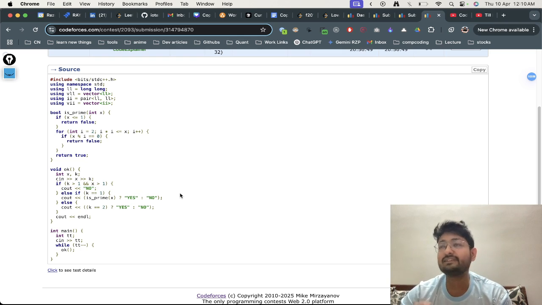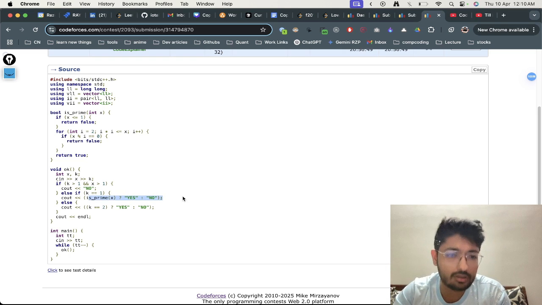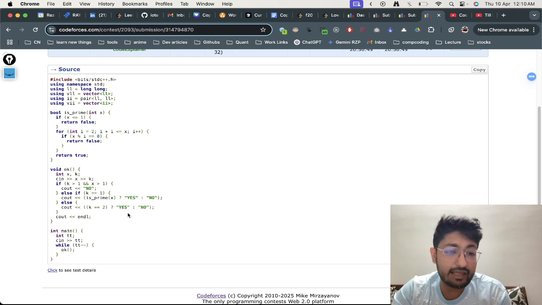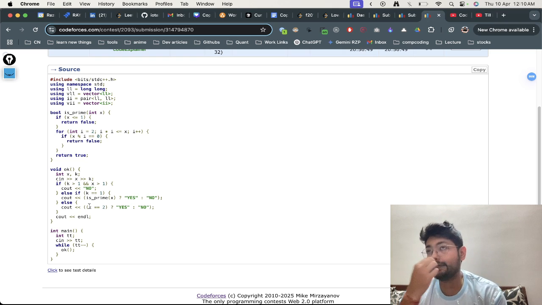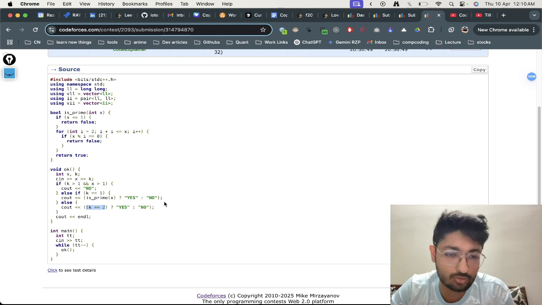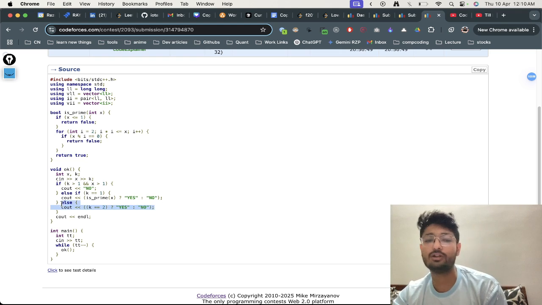The other condition is if k is equal to 1, then we only have one repetition. Whatever x we have, we just have to check whether it is prime or not. If k is not equal to 1, then x has to be 1. In that case, the only prime is when k equals 2, that is 11. So only then is the answer yes, else the answer is no.